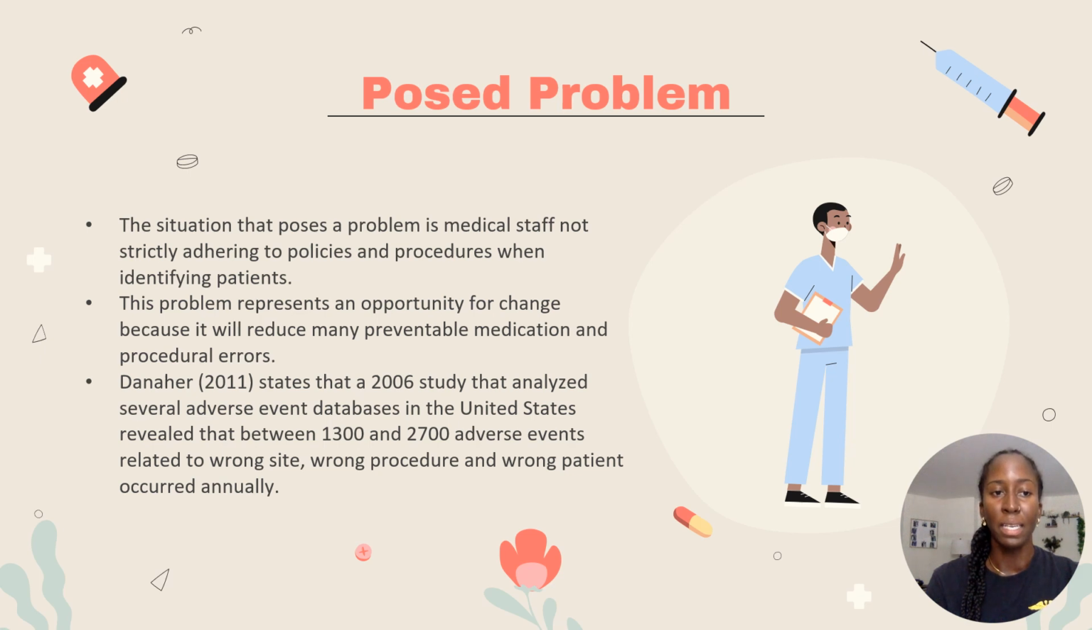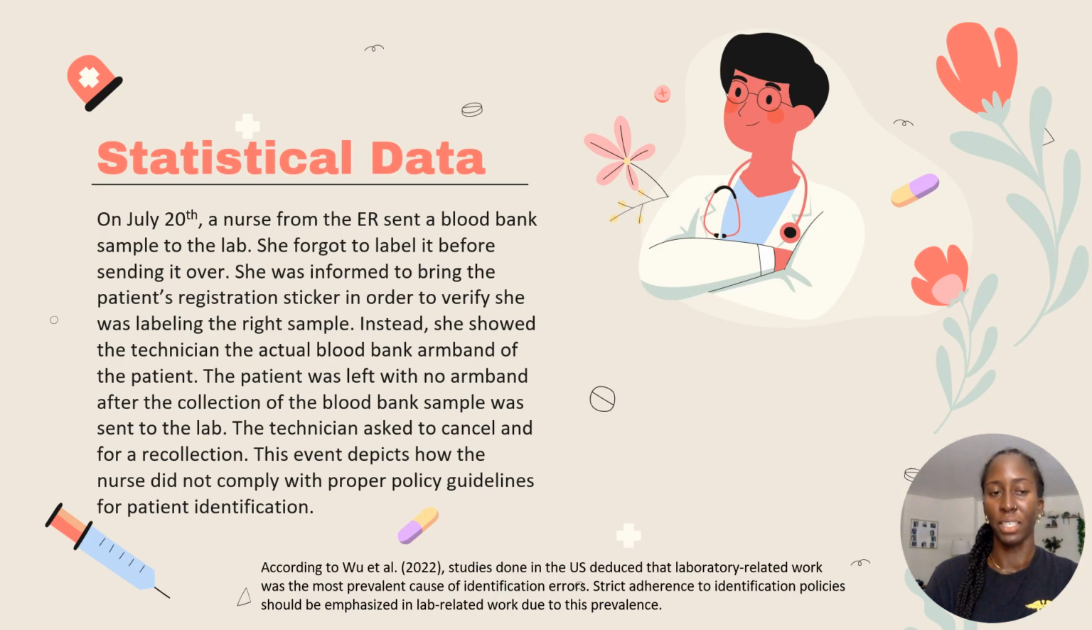A study done by Danaher in 2011 stated that a 2006 study, which analyzed several adverse event databases in the United States, revealed that between 1,300 and 2,700 adverse events related to wrong site, wrong procedure, and wrong patients occurred annually. So here we have statistical data.